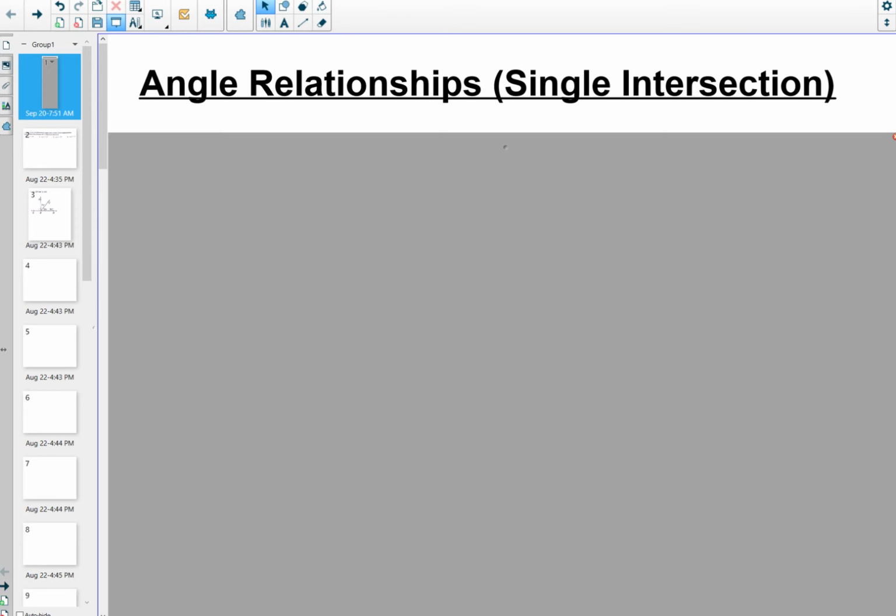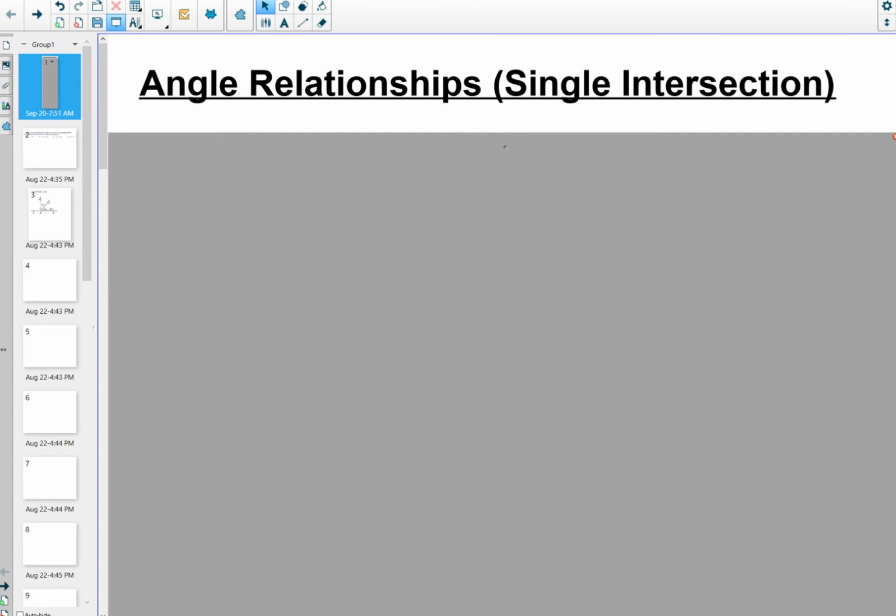Now, we're working with angles, and we're going to learn angle relationships. I will try to make this as nice and neat and uniform as possible and wrap it in a pretty little bow for you. But you have to study, you have to memorize. Okay.